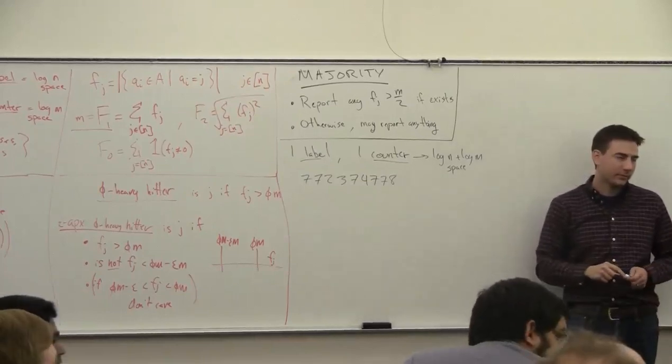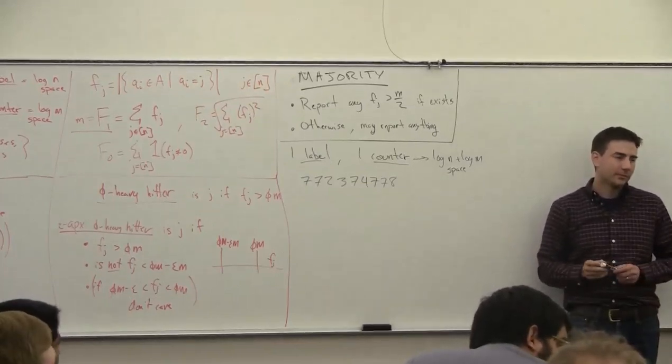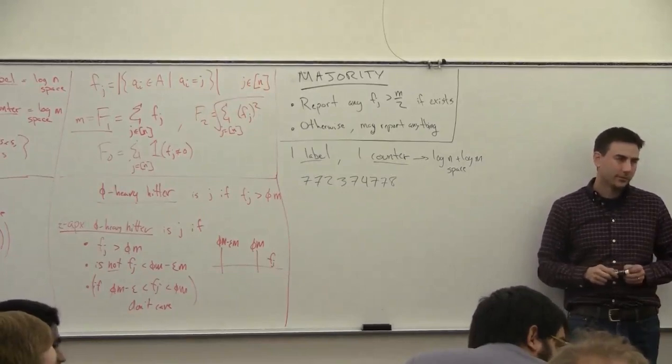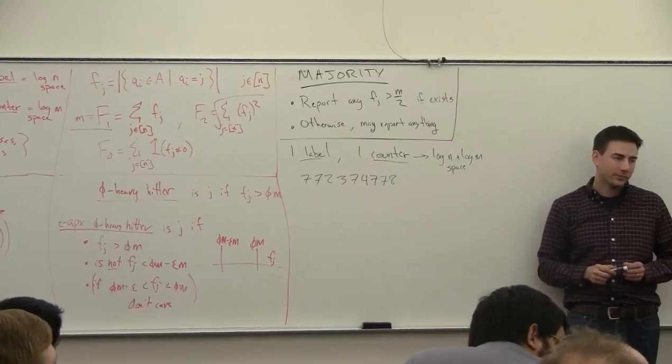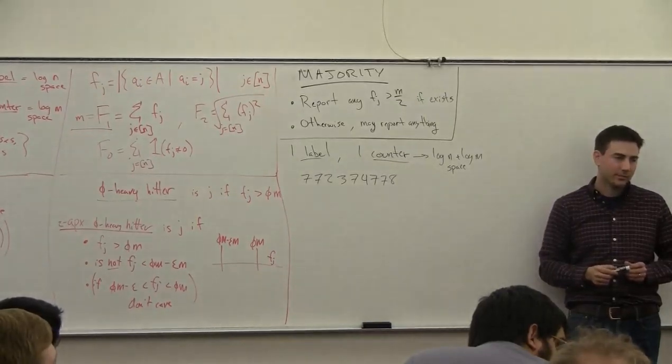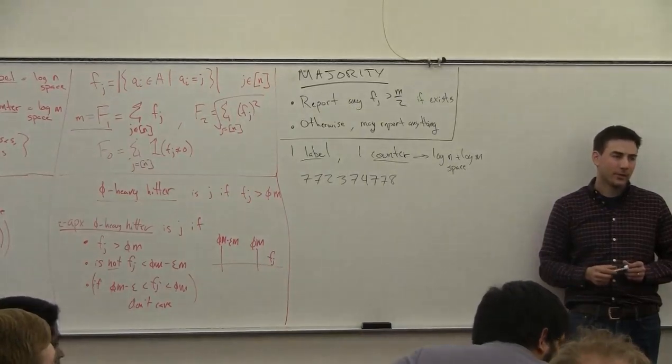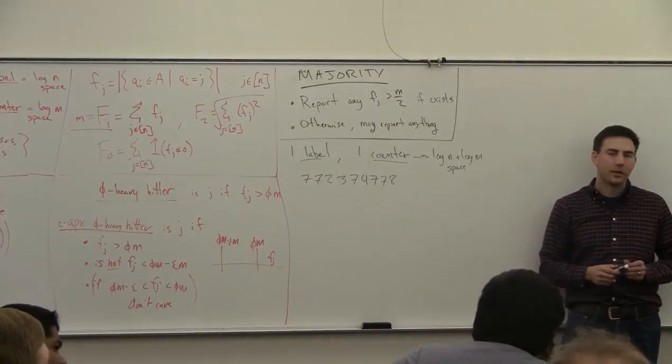Start with the first element, make it the label, give it a counter, and look at the next element. If they are different, then decrement the counter. If they are the same, increment the counter. In the end, your label will contain the majority element, and if the counter is 0, then you reset.